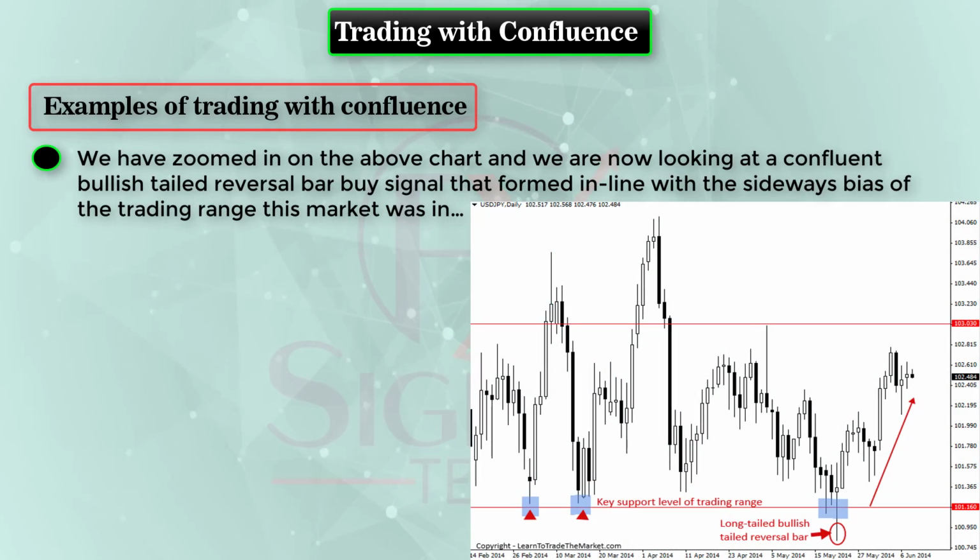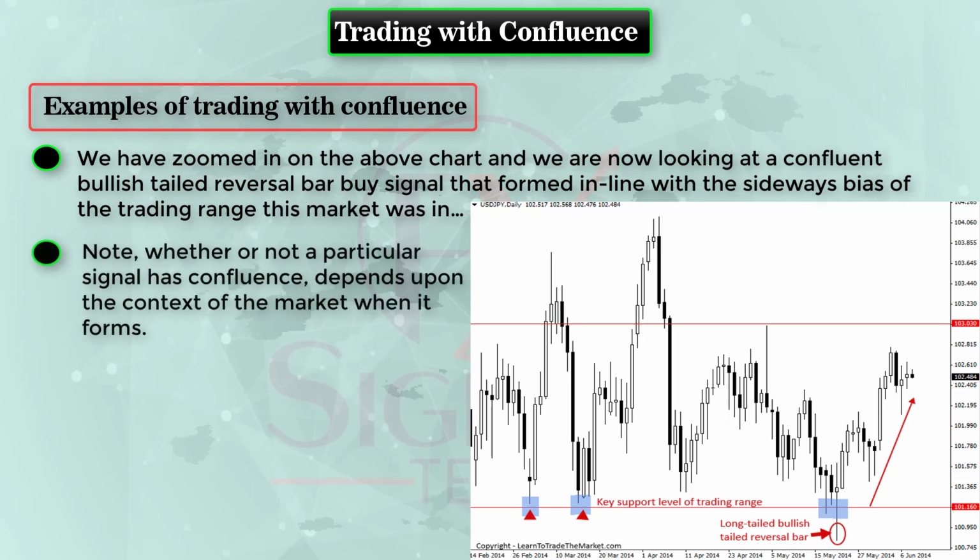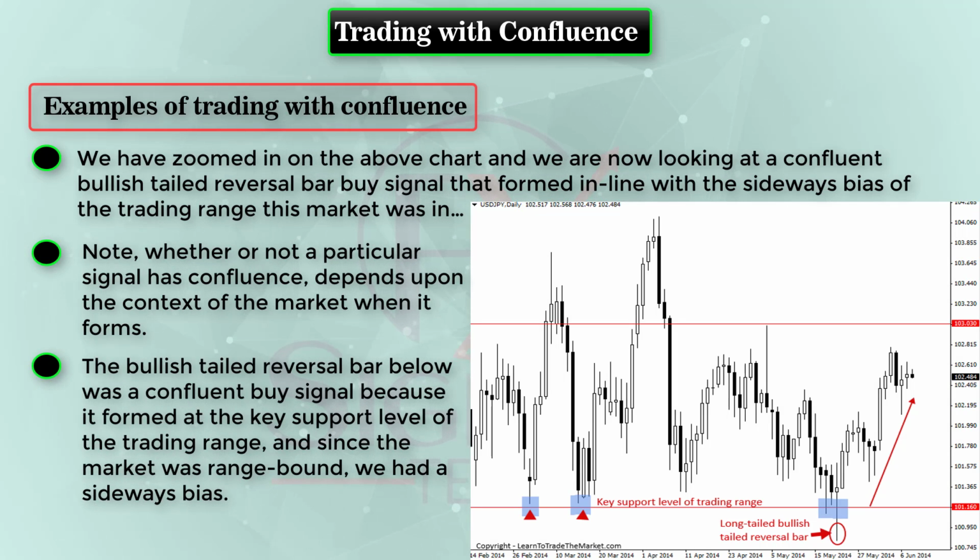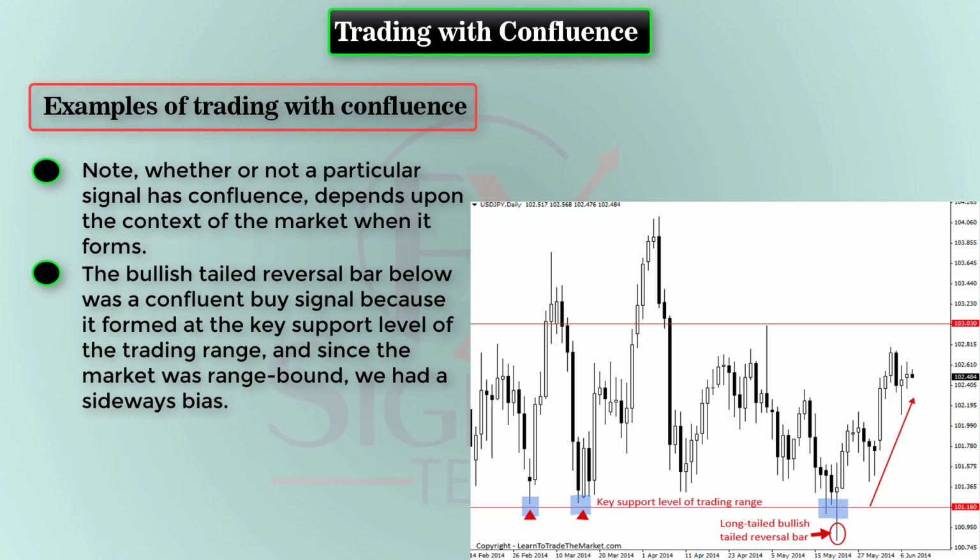We have zoomed in on the above chart, and we are now looking at a confluent bullish-tailed reversal bar buy signal that formed in line with the sideways bias of the trading range this market was in. Note, whether or not a particular signal has confluence depends upon the context of the market when it forms. The bullish-tailed reversal bar below was a confluent buy signal because it formed at the key support level of the trading range, and since the market was range-bound, we had a sideways bias.